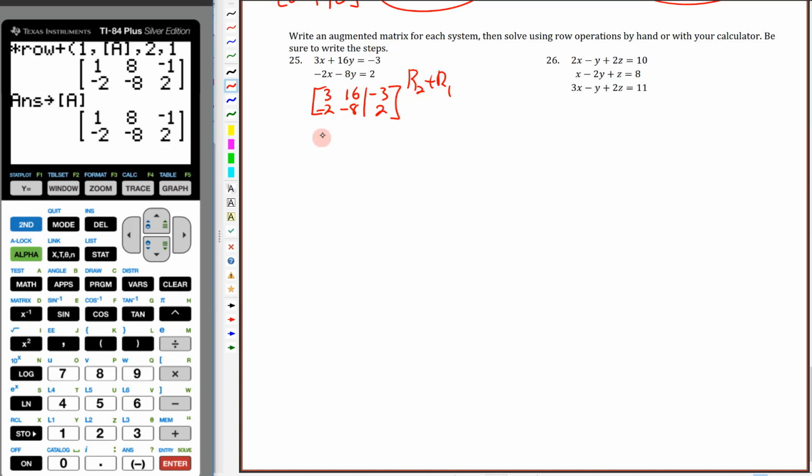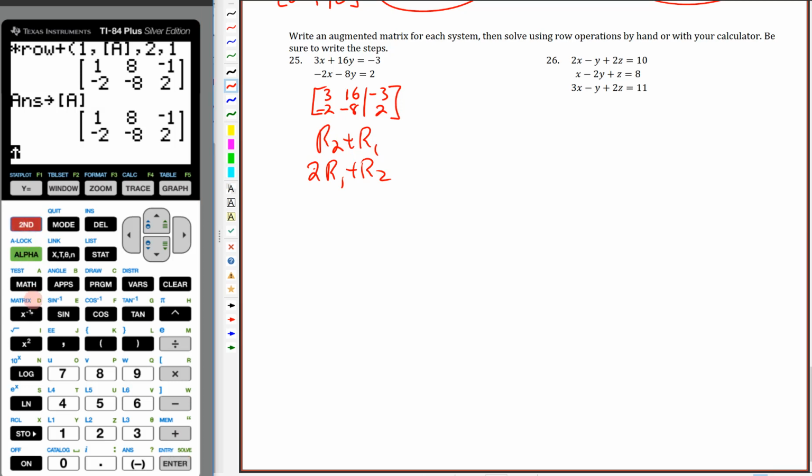In fact, I'm actually going to write this down here, R2 plus R1, and we'll keep all those listed down here. So let's see, we want to turn this into a 0. So what do we add to negative 2 to turn it into a 0? Well, that would be a 2. So we're going to take 2 times row 1, and we're going to add it to row 2.